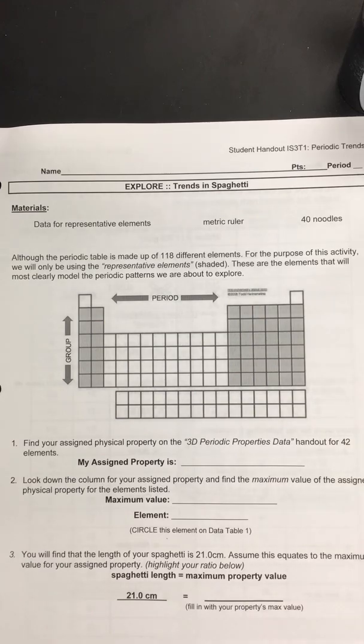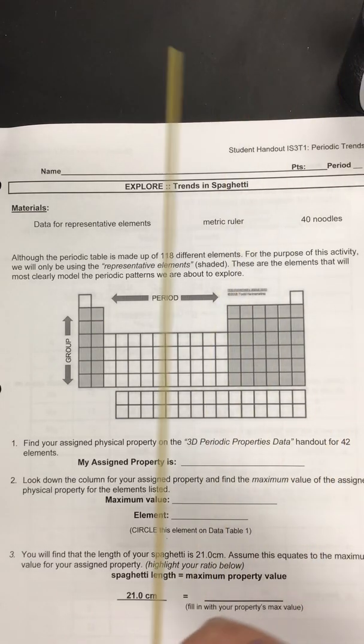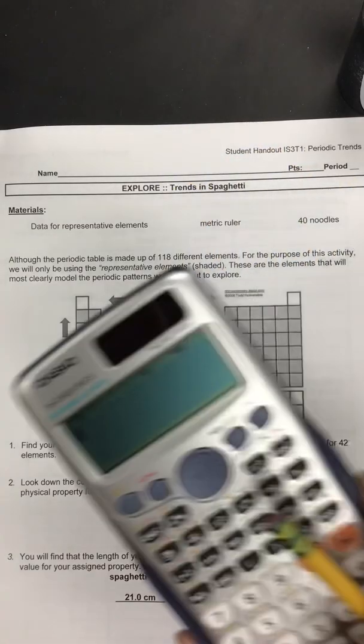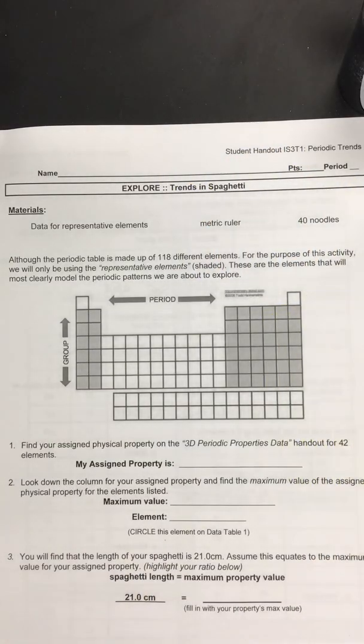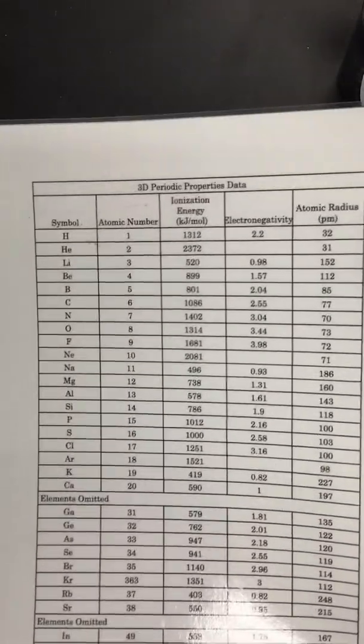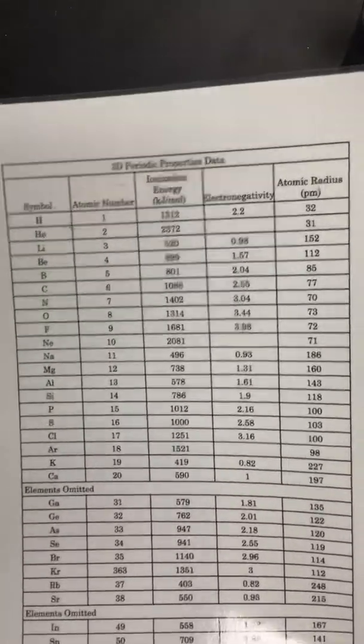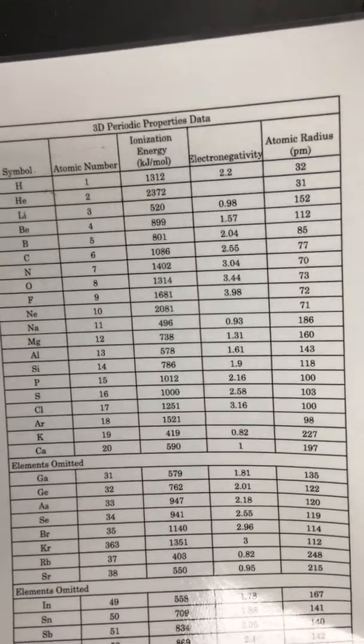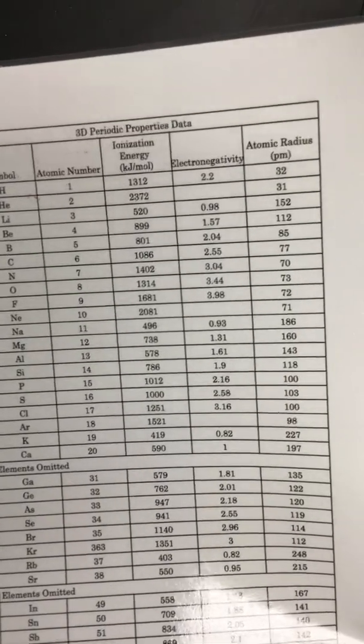First off, some of the things you need. You will need your piece of spaghetti. You will need a ruler. You will need your calculator, highlighter, and you will also need this guy here, the 3D periodic properties data. This is the laminated copy. And these are going to be at the front of the room, right by my gas and air knobs, which are right there.